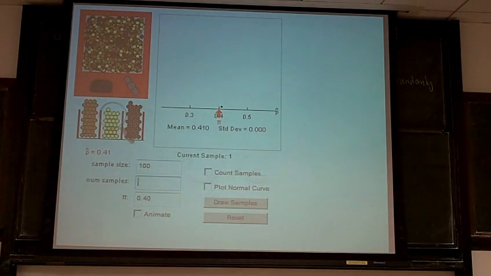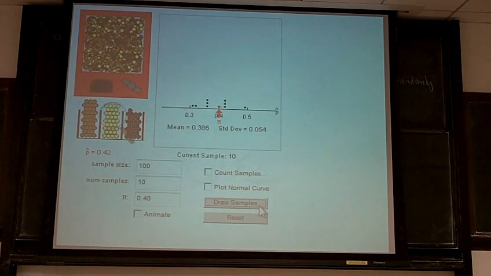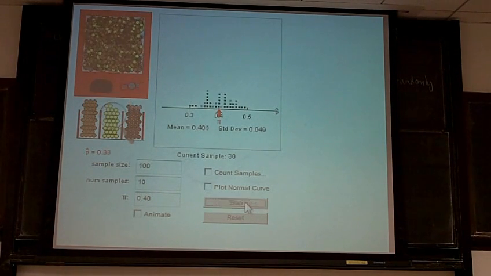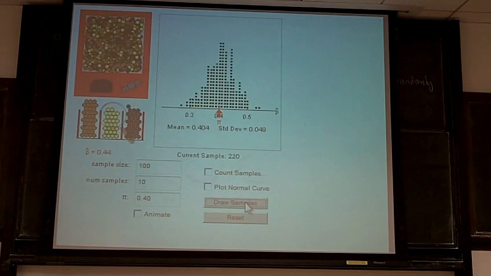So let's do 10. We draw 10 here, and this sample turned out to be 42% orange, and we just keep going. Okay, so let's see.